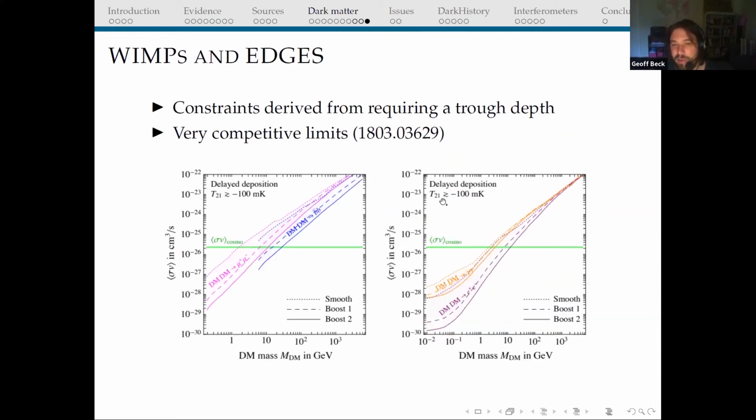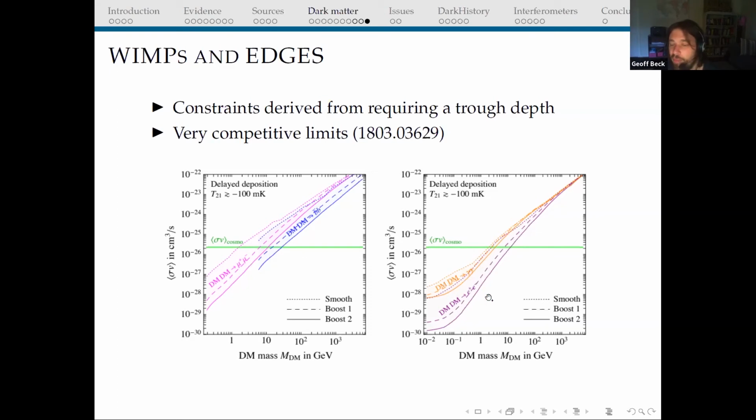You can see here, they're assuming that the trough's depth has to be over 100 millikelvins, so 0.1 Kelvin. So substantially shallower than the EDGES trough. But even so, they get rather competitive constraints on the dark matter parameter space. In order to understand what you're seeing here, this is the annihilation rate on the y-axis and the dark matter mass on the x-axis. And this yellow line here is one of the most important lines on the plot. It is the rate required to reproduce the current dark matter abundance.